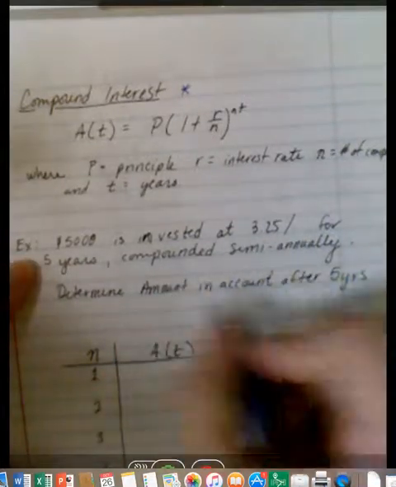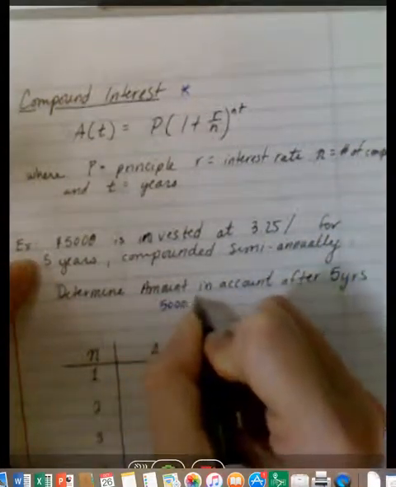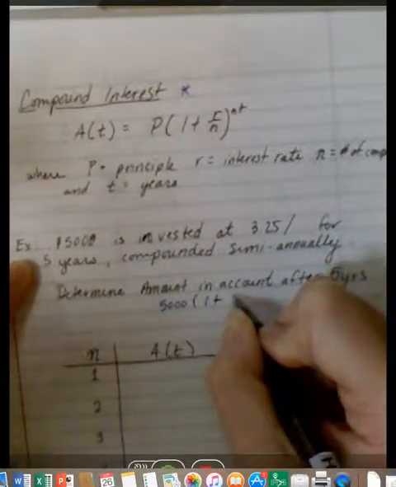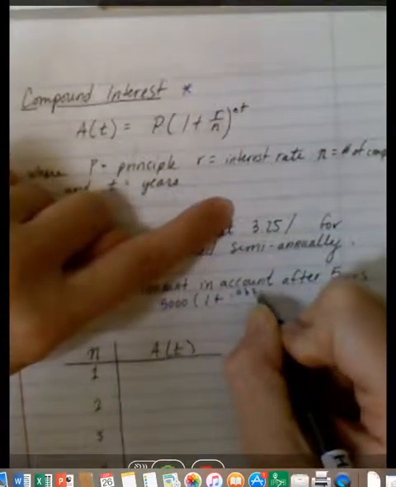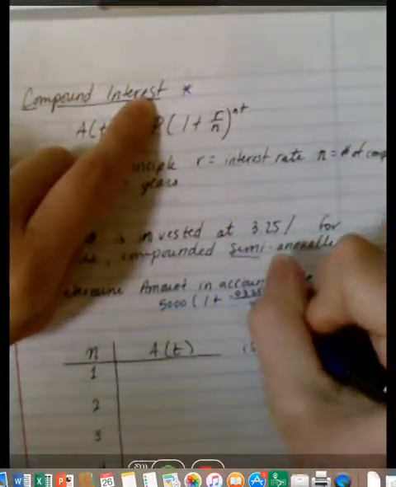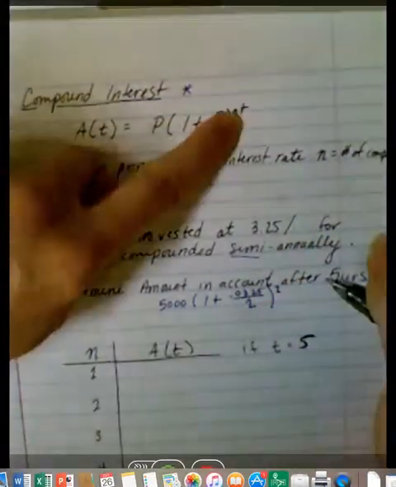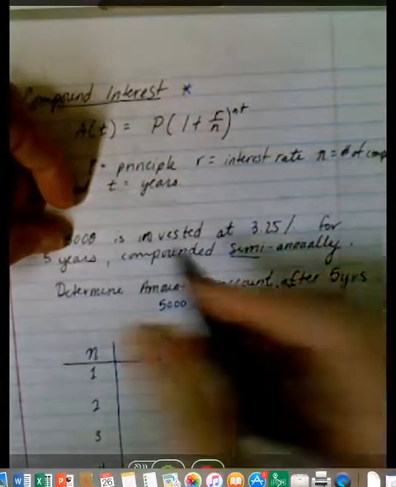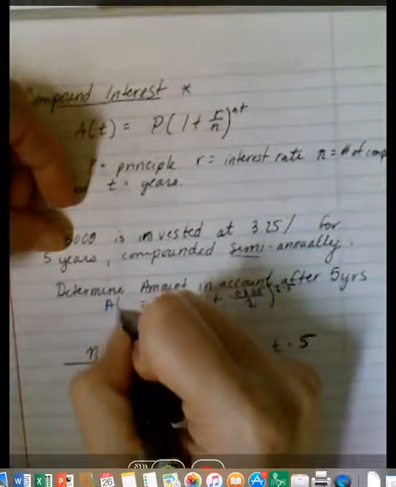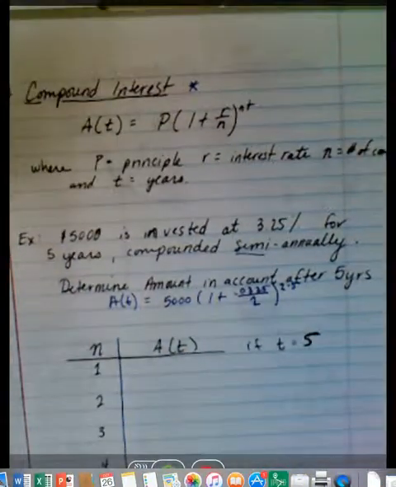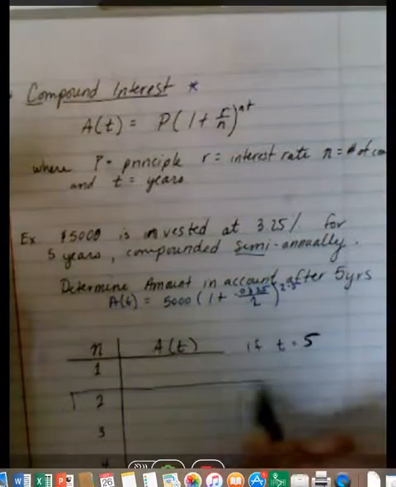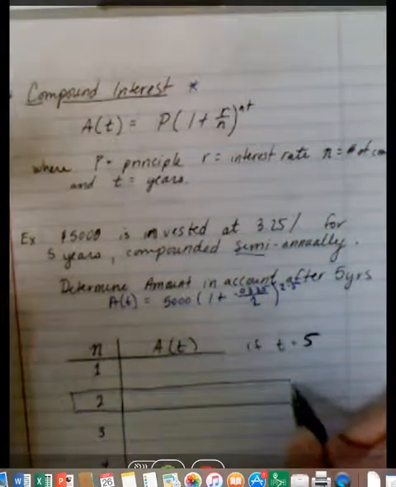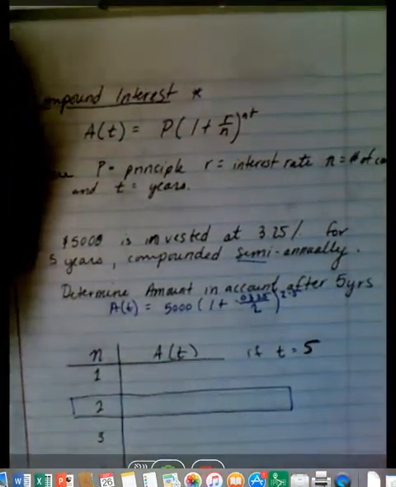So $5,000 is our principal. 1 plus 0.0325 over n. Semi-annually, the number of times it's going to compound per year is twice, so 2 for n. And then t, the number of years, is 5. So I would work that out to come out with the amount after 5 years. So that would be the solution to this part of the table right here.